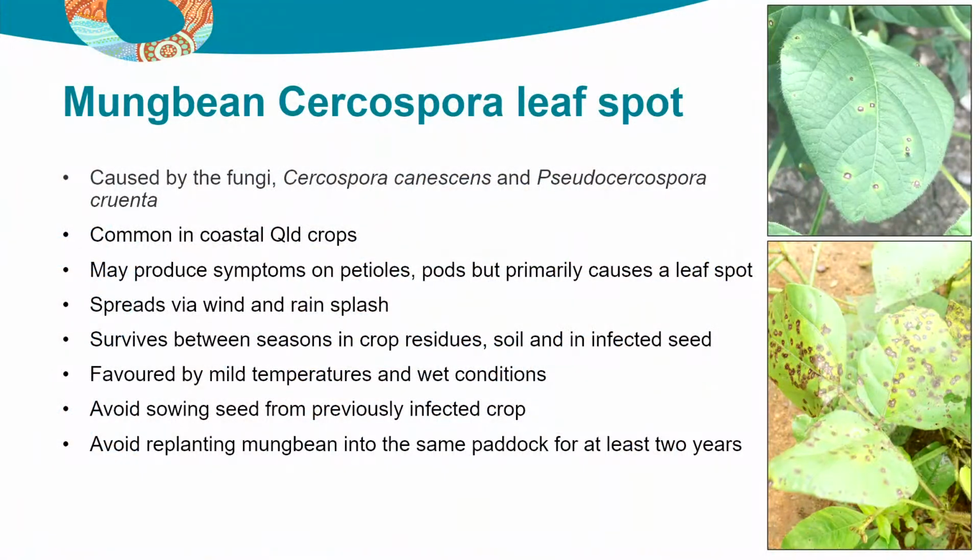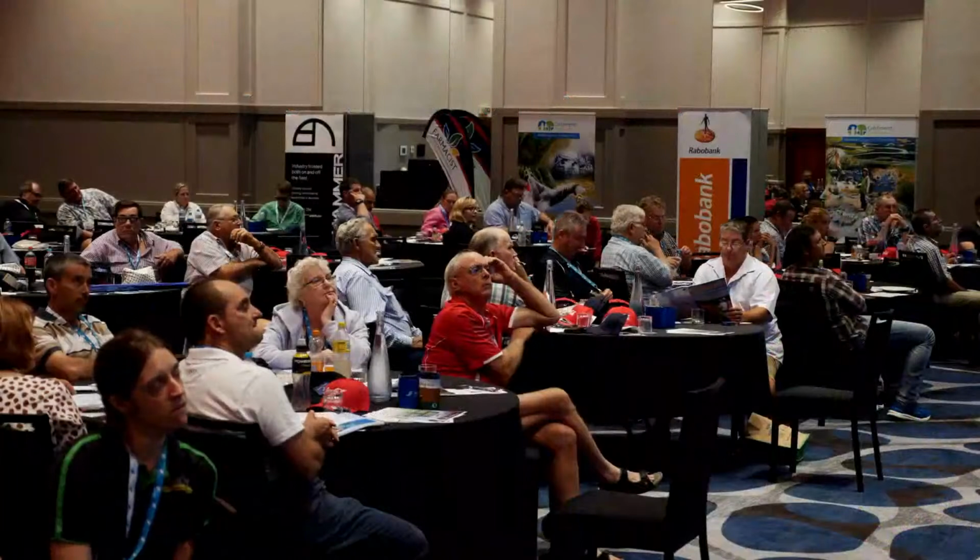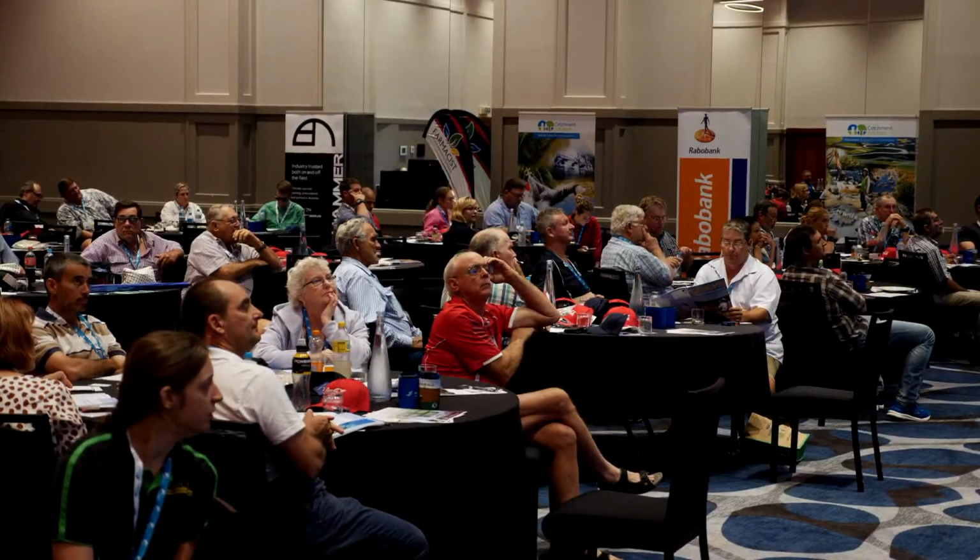Then Cercospora leaf spot is another disease that mung beans get. It's pretty common in crops grown up in coastal Queensland. You'll have largely spots on your leaves, but if it is severe, it can cause defoliation of those leaves and cause spots on your petioles and pods as well. All right, and then there are a number of other diseases you're likely to see at some point in your mung beans.